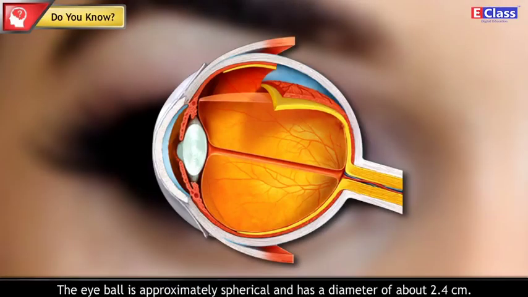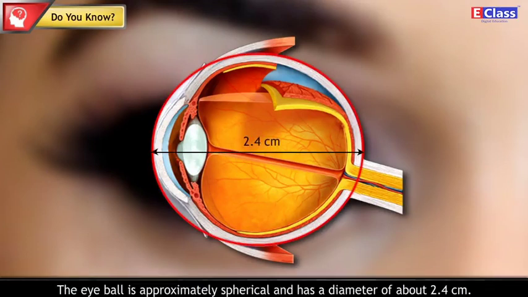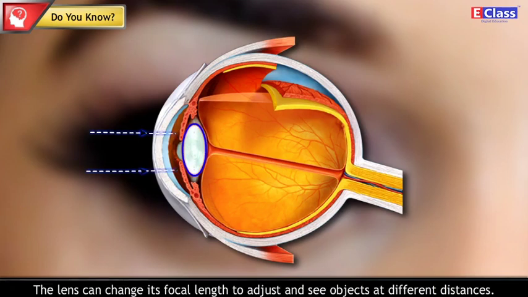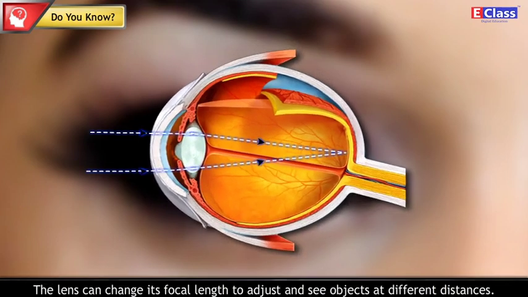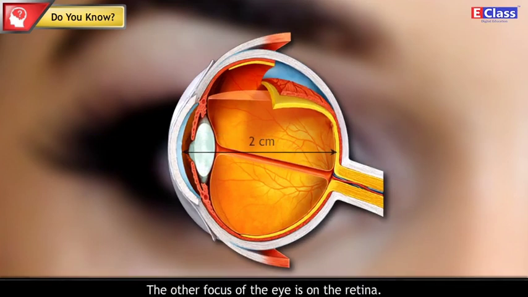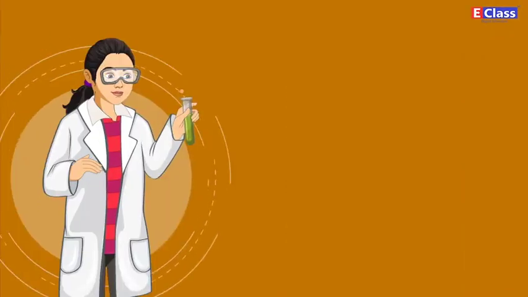Do you know? The eyeball is approximately spherical and has a diameter of about 2.4 centimeters. The working of the lens in human eye is extremely important. The lens can change its focal length to adjust and see objects at different distances. In a relaxed state, the focal length of healthy eyes is 2 centimeters. The other focus of the eye is on the retina.